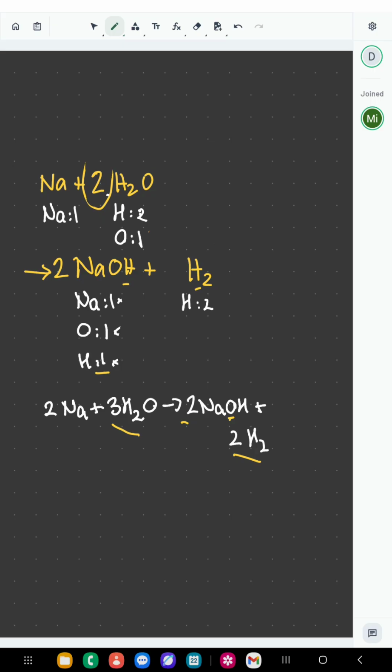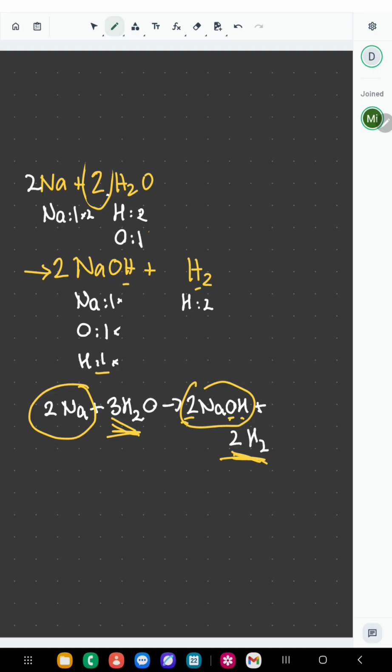Where? Which one? Yeah, you have 4 here, then 6. Okay, 6 hydrogen. But your oxygen is 3 on the left, 2 on the right. So only the oxygen is not balanced. This one is correct. This one. The 2, and then this one is correct, except this one.